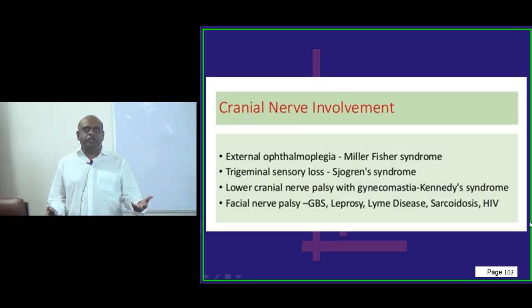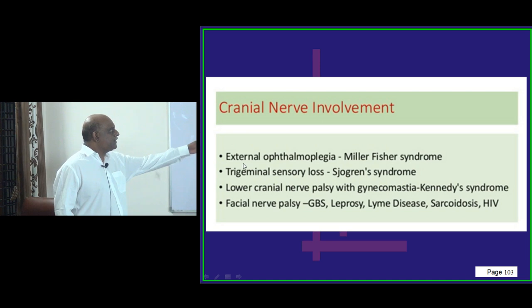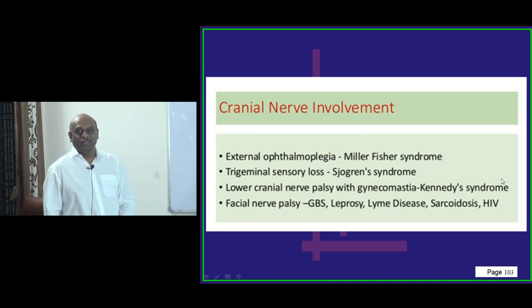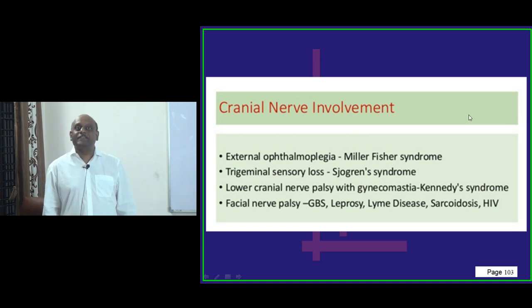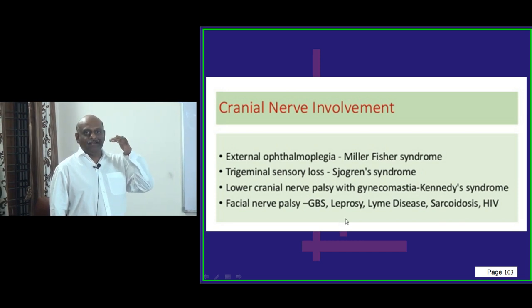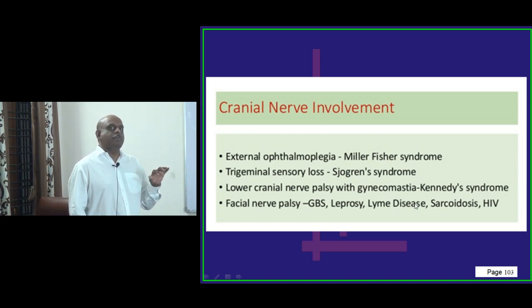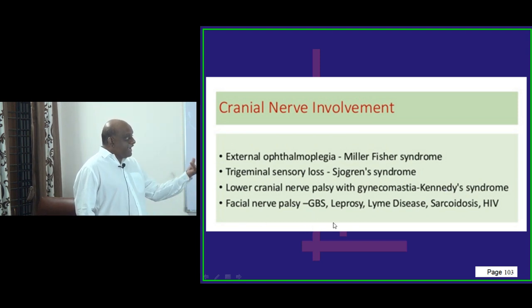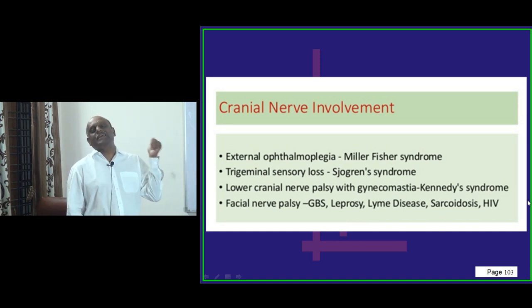Cranial nerve involvement, where do you see? Classically, a Guillain-Barré syndrome patient, if he is also having external ophthalmoplegia, you should think of Miller-Fisher syndrome. Then trigeminal sensory loss is a feature of the Sjögren syndrome. Lower cranial nerve palsies, that is 8th, 9th, 10th, along with gynecomastia, the combination you see in Kennedy syndrome. Then facial nerve palsy is a feature of Guillain-Barré, leprosy, Lyme disease, sarcoidosis, HIV.